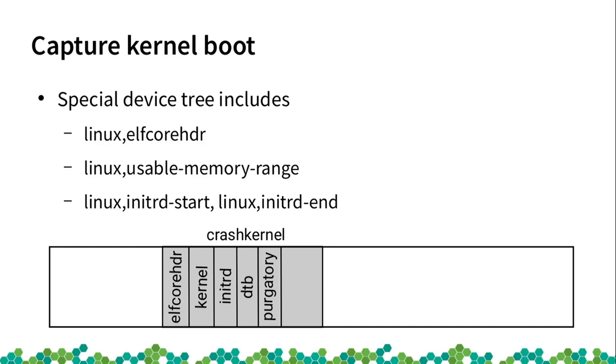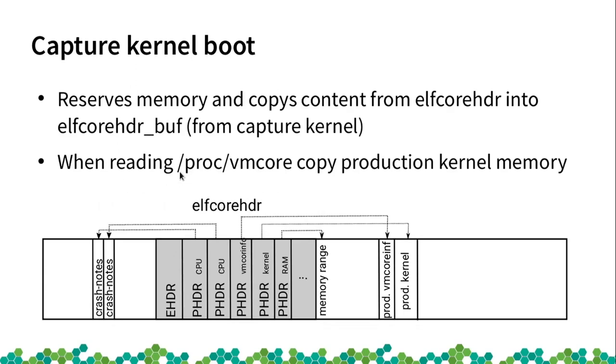The kernel knows through the device tree information in its DTB where the ELF core header lies, where the usable memory is, and where the initRD starts. So it can start the initRD and can then create the dump file from the ELF core header. How does it do this? Well, it reserves some memory and copies the pointers from the ELF core header into this file, and it has a special read function. So when you read this file from user space in the capture system, then you actually copy the memory of the system, and not beforehand.